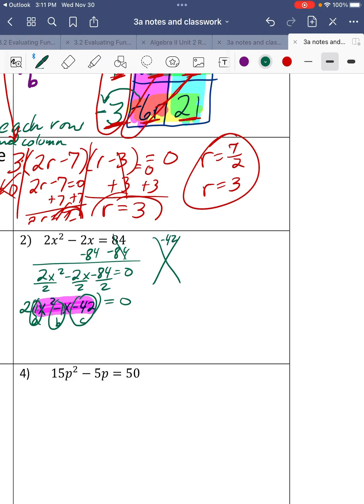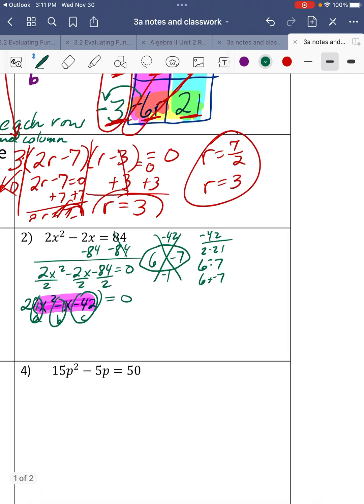So a times c is negative 42. What adds to b is negative 1. So what two numbers multiply to negative 42 that add up to negative 1? So I got 2 and 21 with a negative on one of them. That won't add to negative 1. We have 6 times 7. If I put a negative on the 7, it actually adds to negative 1. 6 plus negative 7. So 6 and negative 7 are going to be my two numbers that multiply to negative 42 but add to negative 1.